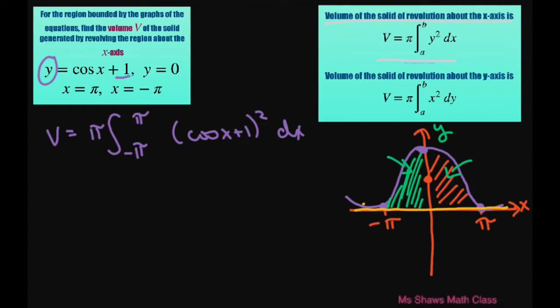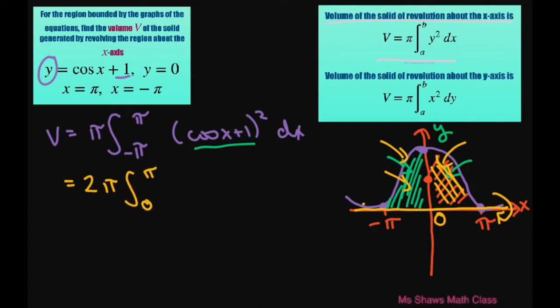All right, another thing we can do is since these are symmetric, I can just go from 0 to pi and take this volume here. Remember, we're rotating about the x-axis. So I can just take this volume and then multiply it by 2 to get this one. So I'm going to write this as equals 2 pi and just go from 0 to pi. It makes integration easier. And then I'm going to expand this. This will be cosine squared of x plus 2 cosine of x plus 1 dx.